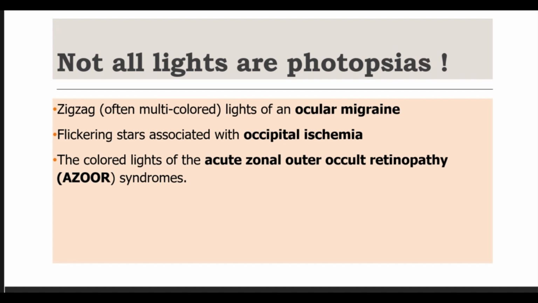Now, not all lights that patients see are photopsias, okay? You can see flashes of light in various other conditions as well. In ocular migraine, you will have zigzag multicolored lights. In occipital ischemia, there will be flickering stars observed by the patients. And in acute zonal occult outer retinopathy, the patient is going to observe colored lights, okay?